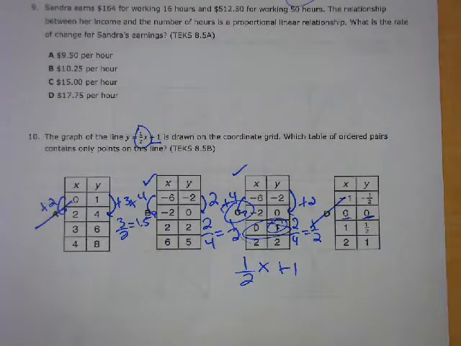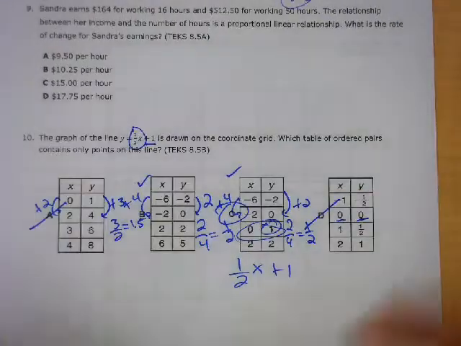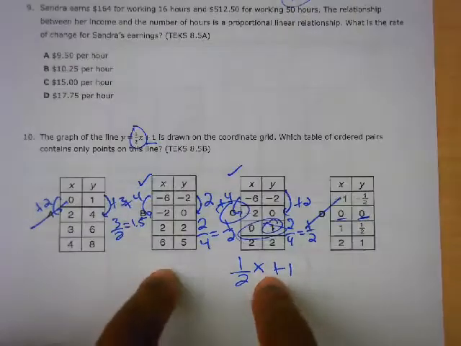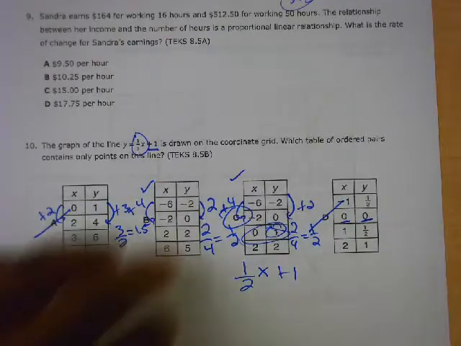But if they did not give me that intercept, then I would have to find the intercept for both of these tables, and then I'll know my equation, and I can pick the one that matches. So really, you just have to know how to find that equation from a table. Okay, so let's move on here.